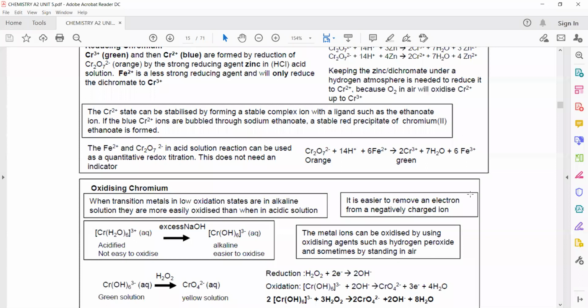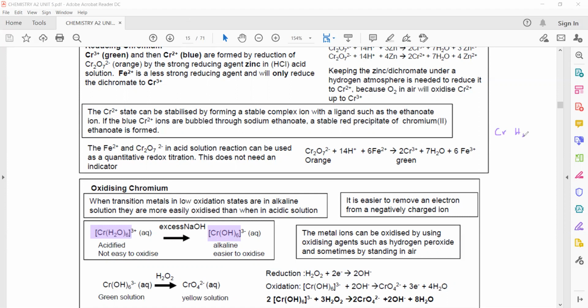Okay, oxidizing chromium. How can we oxidize chromium? When transition metals in low oxidation states are in alkaline solution, they are more easily oxidized than when they are in acidic solution. So whenever we want to oxidize the substance, we normally oxidize them in an alkaline medium. For example, this is a complex of chromium, and the valency of chromium is +3. In this other complex also, the valency is +3.